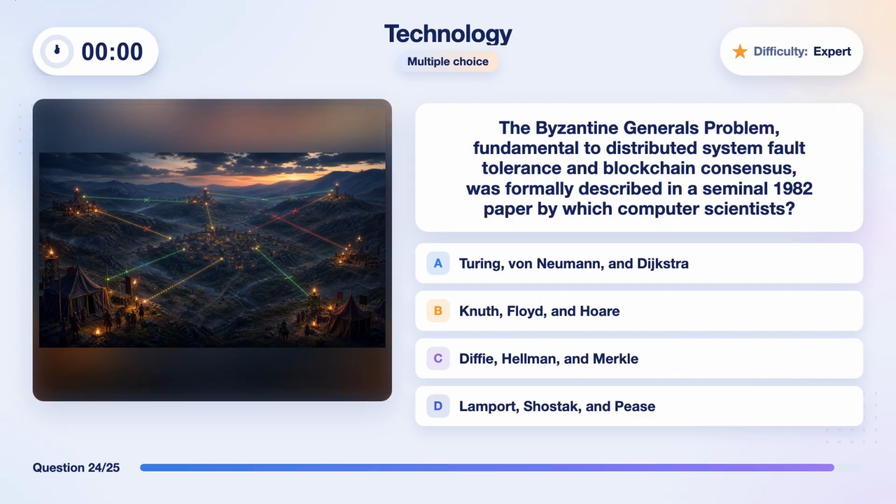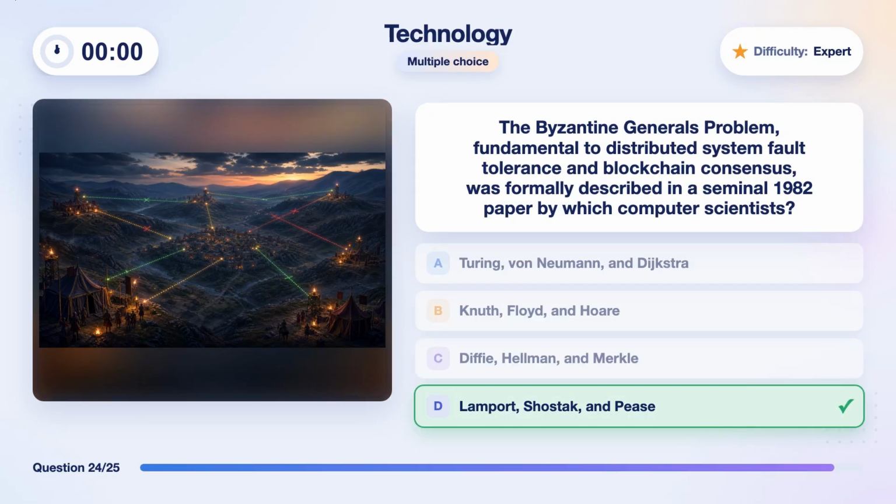Eyes on the screen. The answer? Yes, Lamport, Shostak, and Pease. Leslie Lamport, Robert Shostak, and Marshall Pease published the Byzantine Generals Problem in ACM Transactions on Programming Languages and Systems, Volume 4, Number 3, July 1982. The paper formalized the problem of achieving consensus in a distributed system with potentially faulty Byzantine participants. Turing and von Neumann predated this area. Knuth, Floyd, Hoare are associated with algorithms and formal methods. Diffie, Hellman, Merkle are cryptographers.